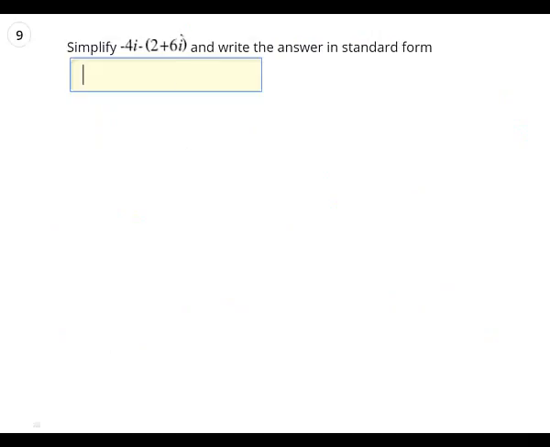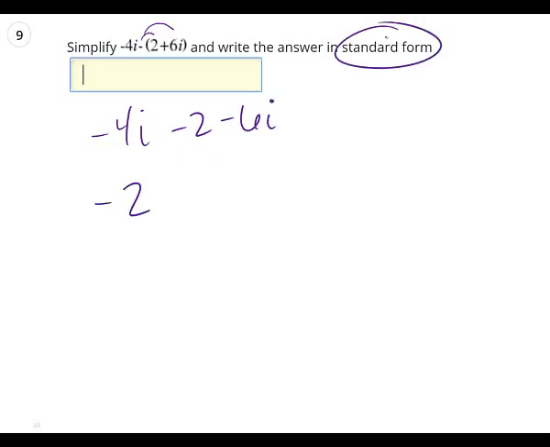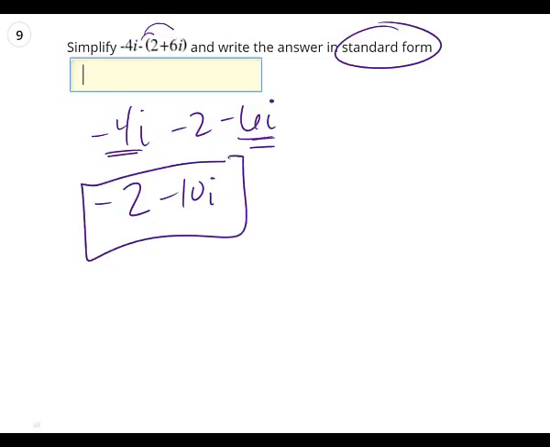Okay? All right, what do we need to do with this negative sign? Distribute it. So negative 4i minus 2 minus 6i. Negative 2 I'm going to write in front. Remember, standard form means write i in the back. Negative 4i and negative 6i is what? Negative 10i.